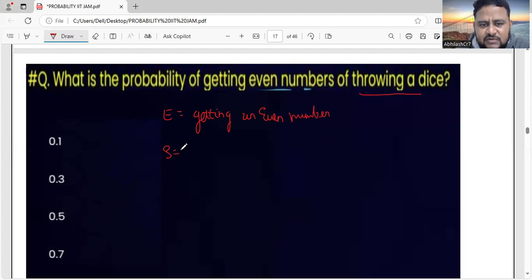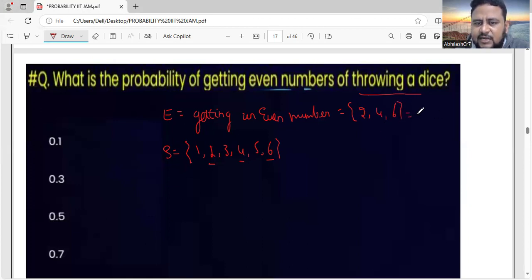Here the sample space is what, friends? When we throw a dice, we can get 1, 2, 3, 4, 5, 6. Out of this, what are the even numbers, which are divisible by 2? 2, 4, 6. So the favorable outcomes are 2, 4, 6. If I write the cardinality of E, that is n of E, it is 3. The cardinality of S, that is n of S, is 6, the total sample space.